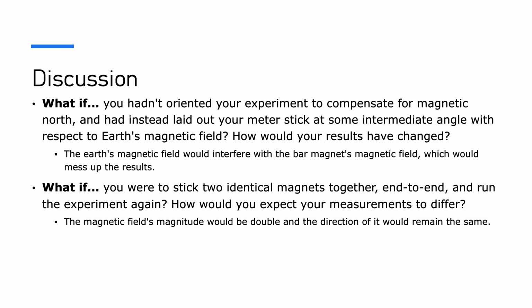What if you were to stick two identical magnets together, end to end, and run the experiment again? How would you expect your measurements to differ? I responded, the magnetic field's magnitude would be double, and the direction of it would remain the same. Direction would not change.